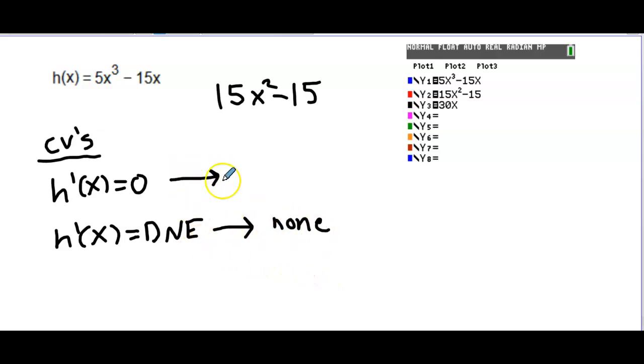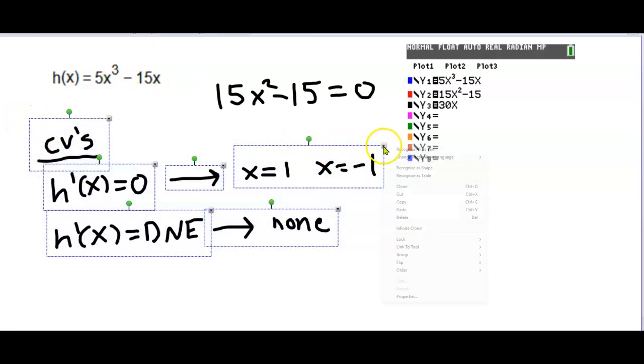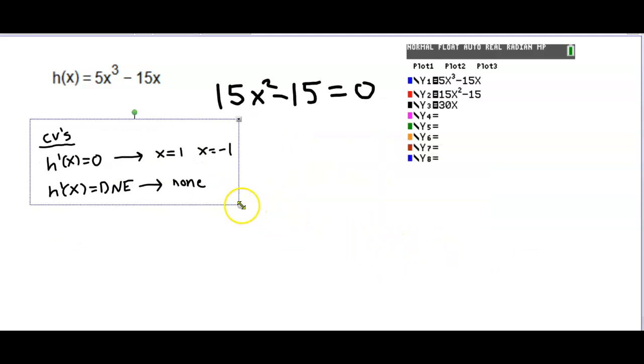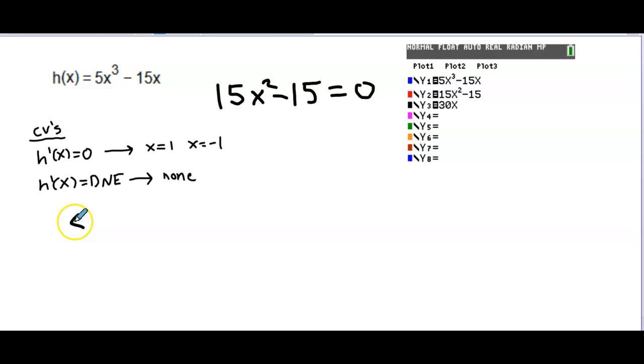We do get two critical values for the first derivative equaling 0. If you were to factor out the 15 and then factor what's left, or you could always add 15, divide both sides by 15, and then use the square root property. Either way, there's two values, x equals 1 and x equals -1, that make the first derivative equal to 0. So those are our two critical values of x that we will put on a number line in order to define the intervals of increase and decrease, as well as classify the extrema. So I'm going to put a -1 here and a +1.